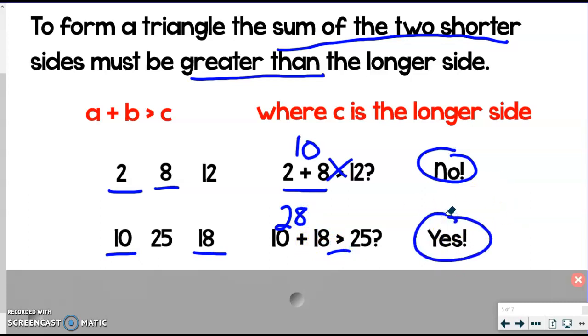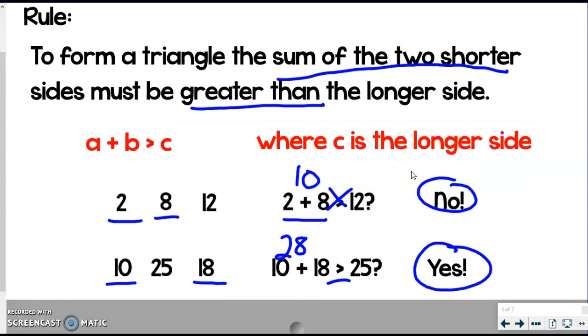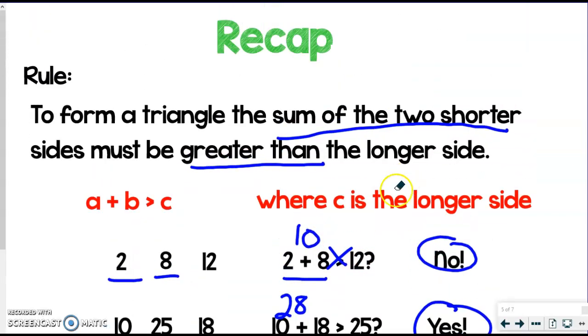So that's what this rule was saying, right? You take the two shorter sides, you add them together. If they're greater than the third side length, it will make a triangle. If they are not greater, so the same or less, then it will not make a triangle. That's what this rule is talking about. That's what we discussed on Tuesday.